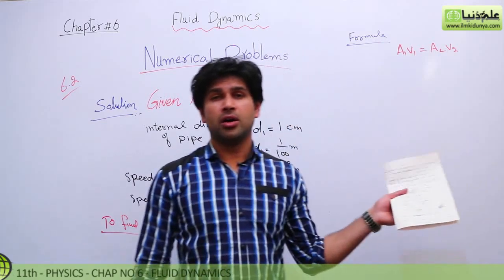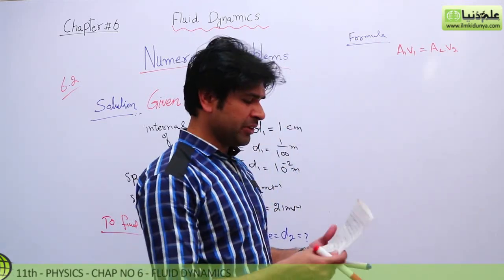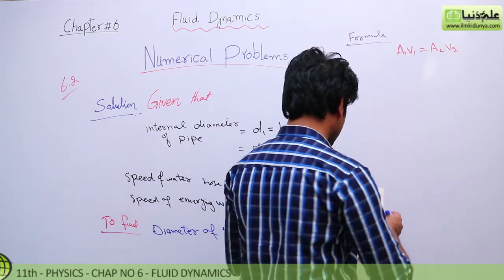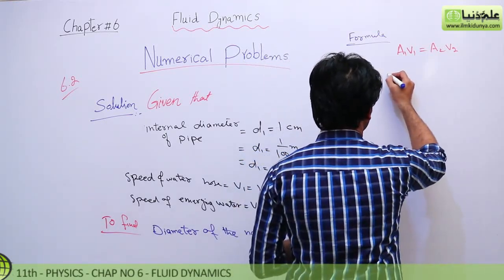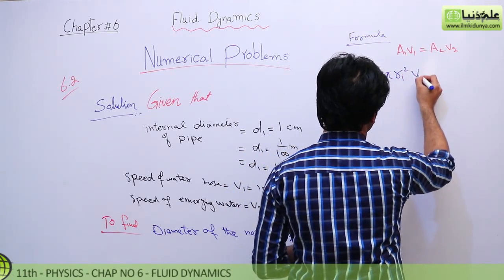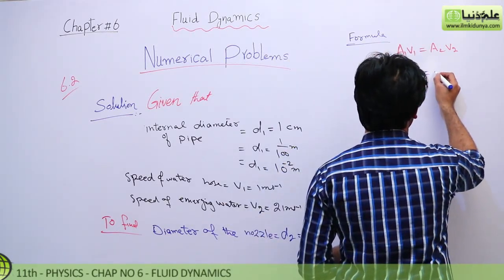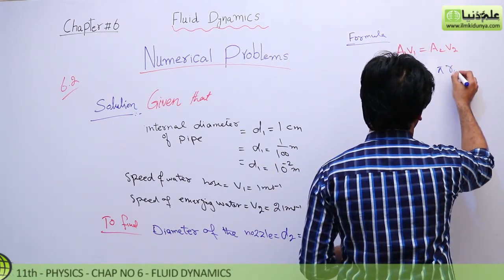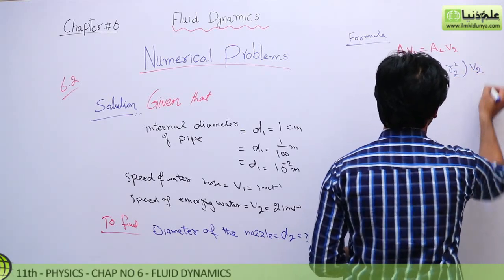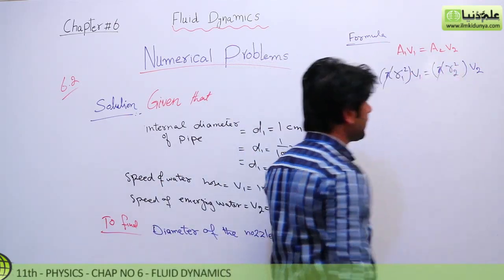According to the situation of the numerical given data, we can use the equation of continuity, which we have taught about in chapter number 6, A1 V1. We will replace the area as pi R1 square into V1, and on the other side we can also write pi R2 square into V2. So students, here the pi are the same, we can cancel out the pi by pi.